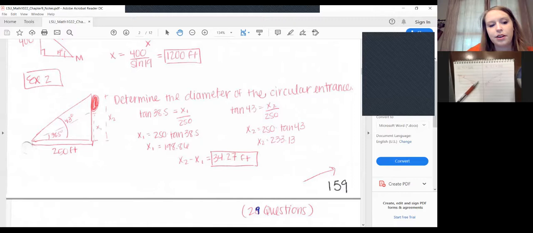The second one, you're going to use the bigger angle, 43. And you're going to use 250 because they have that same side length at the bottom. But it's x2, and this time it's tangent of 43. So you get 233. And then you just subtract: 233 minus 198 is 34.27. So that's that one.